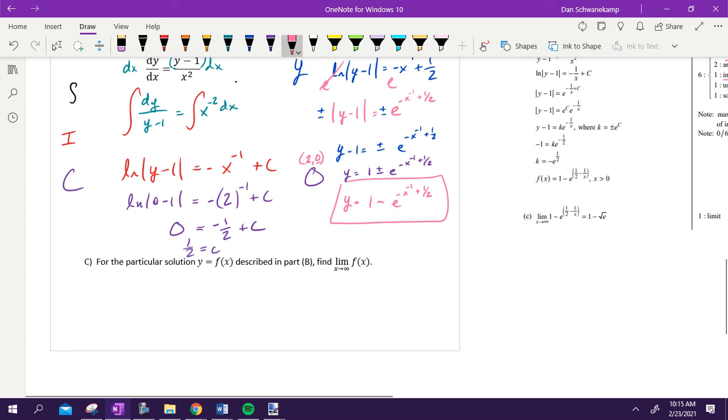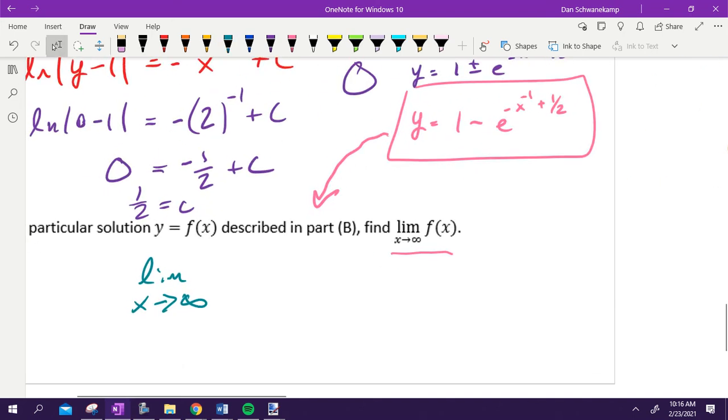Last one for that particular solution. So even if you got it wrong, it's saying use that particular solution. We want to find the limit as x approaches infinity, and that looks really scary. It is a super easy point. Limit as x approaches infinity of 1 minus e to the negative x to the negative 1 plus 1/2. We can have all these rules with limits, but remember, how do I find a limit? If there's a number here, or even if there's an infinity, what am I going to do with that number? Plug it in. We take infinity, we plug it in.